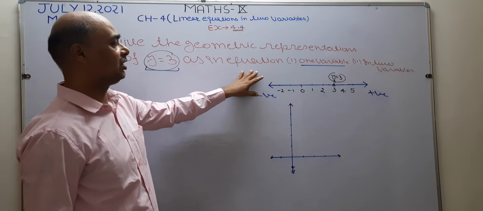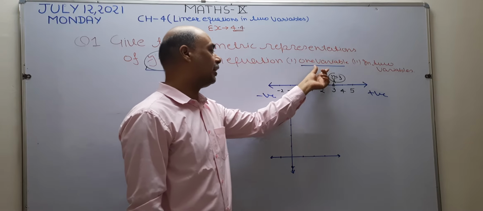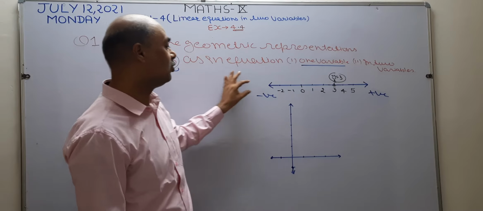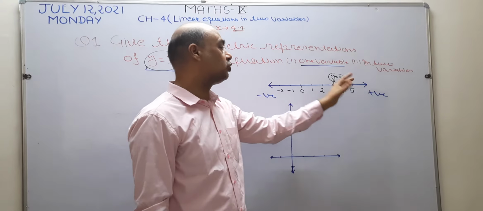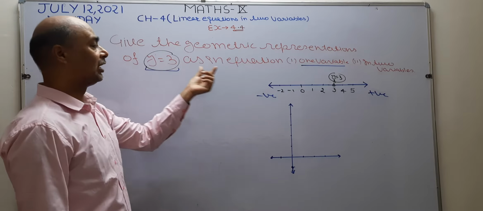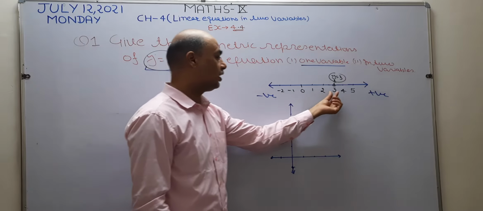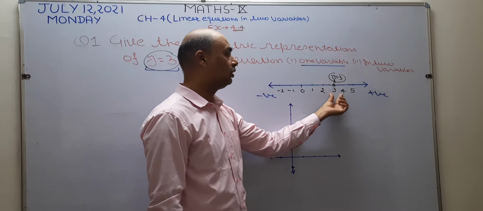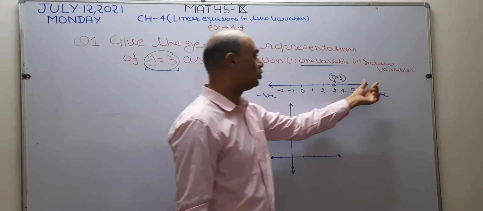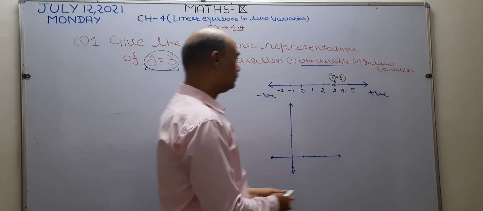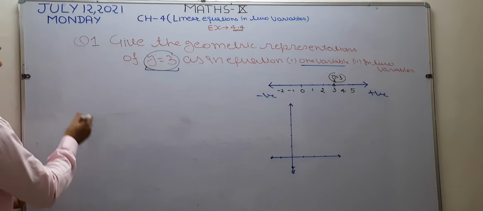Remember, it is very simple. When one variable is there, it means you have to represent the given value on the number line only. It means you have to show 3 on the number line. Okay? 3 is here, so this represents y equal to 3. Is it clear? Now I want to show it in two variables. So I write here number 2.